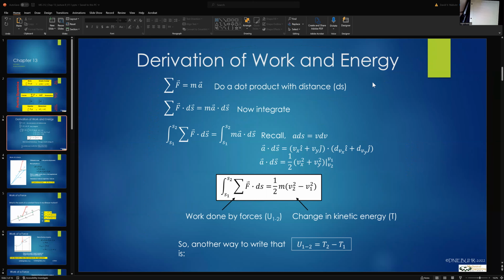So this is where we get this from in the first place. We know that the sum of the forces equals ma. So if we dot distance on both sides, which we can do, just like multiplying both sides by some constant or a ds, then we integrate that. You see how now we have mass times acceleration over distance, but we know that acceleration ds is equal to v dv. That's one of the early relationships that we found the first week.